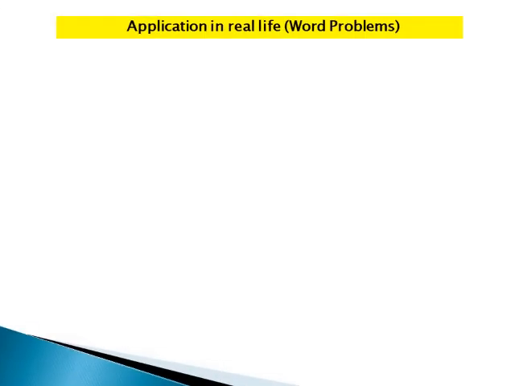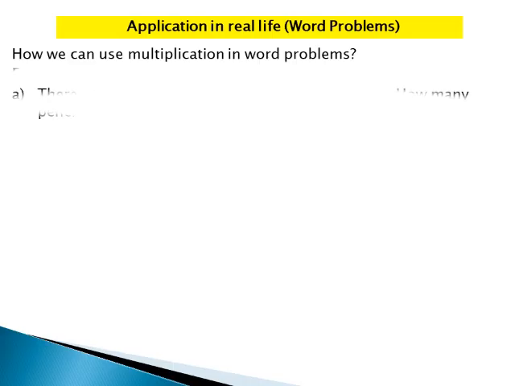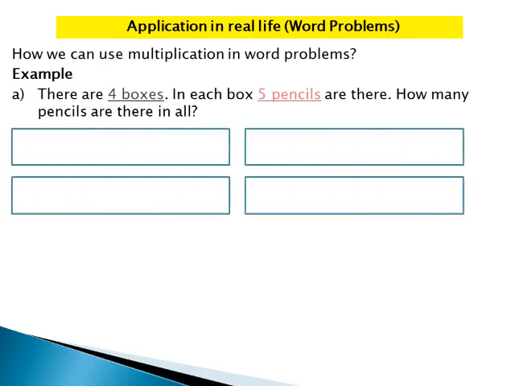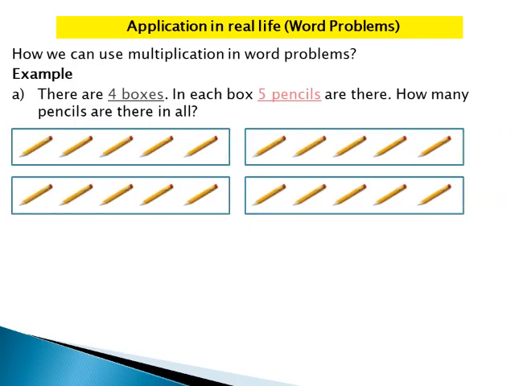Application in real life word problems. Now we will be learning how we can use multiplication in word problems. So let's start. Example, there are 4 boxes. In each box, 5 pencils are there. How many pencils are there in all? Here you can see in the picture, 4 boxes are there and in each box 5 pencils are there. We have to find out how many pencils are there in all.